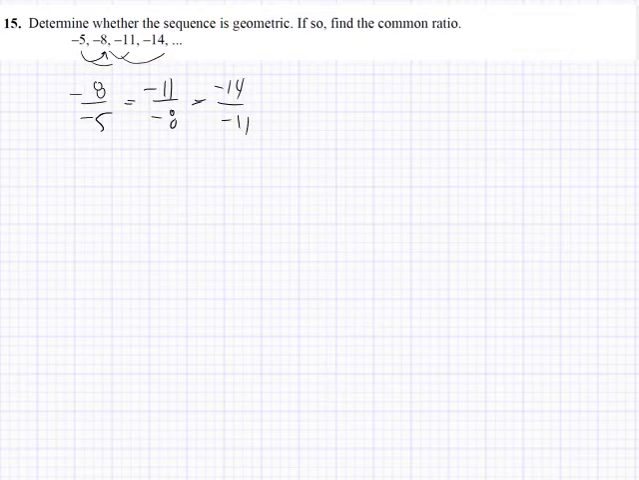And the problem with this is that they are not equal to each other. These are not equal, these are not equal. So since there isn't a single thing that I was multiplying to get from term to term to term, this is not a geometric sequence.